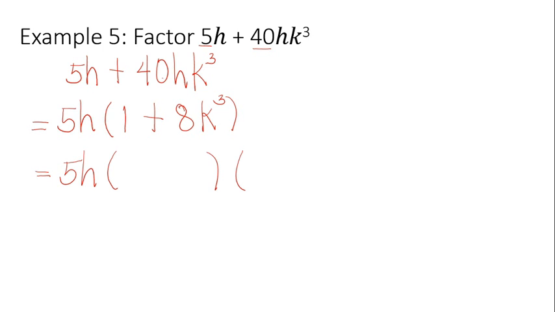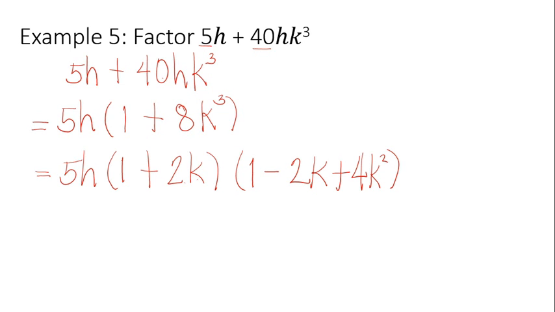So, let's factor this. Get the binomial factor by getting the cube root of the first and the second term. Cube root of 1 is 1. The sign is plus. The cube root of 8k cubed is 2k. Then, get the trinomial factor. Square the first term of the binomial factor, 1. 1 squared is 1. The opposite of plus is minus. Multiply 1 and 2k, that is 2k. Always plus. Then 2k squared, or 2k times 2k, we have 4k squared.